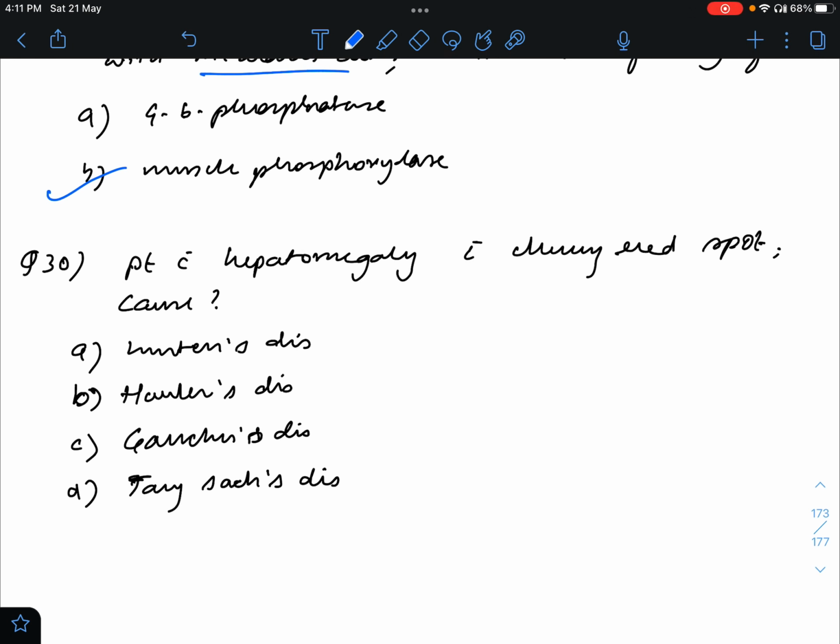Question number 30 is a patient with hepatomegaly with cherry red spot. There was hepatomegaly and other features with it, and they mentioned cherry red spot. We know cherry red spot is majorly caused by the sphingolipidoses, and all the sphingolipidoses will cause this cherry red spot except for Fabry's disease and Gaucher's disease. So Gaucher's disease cannot be the answer, Fabry's disease cannot be, and Hunter's disease will not be the answer. It will be Tay-Sachs disease that causes this.